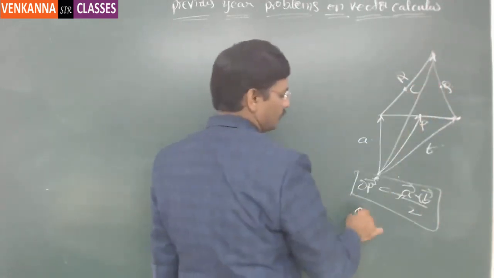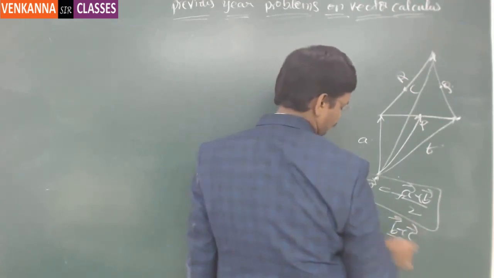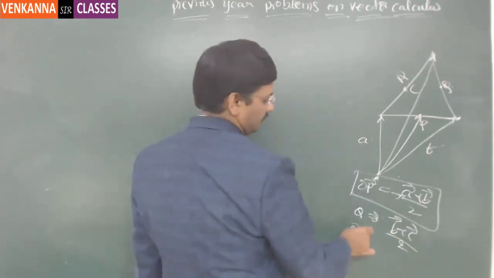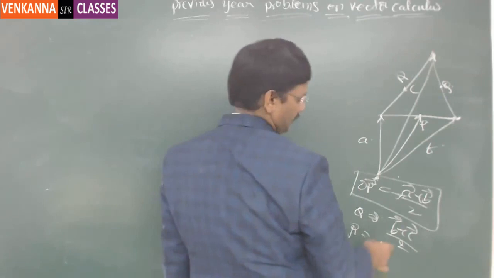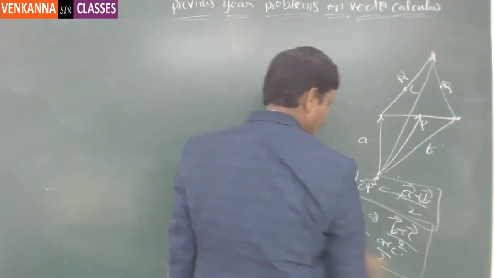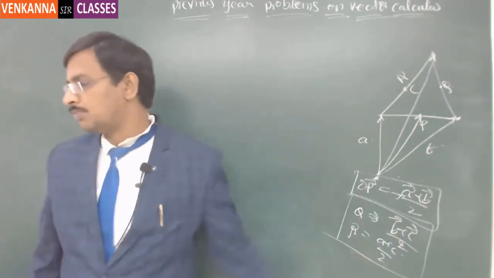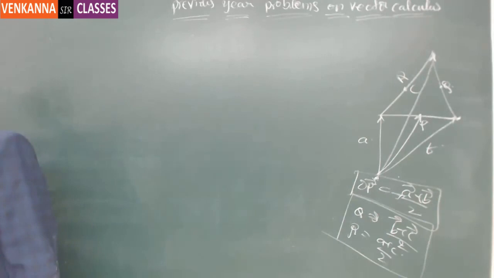Similarly, you can calculate, this is the C vector. Q is nothing but B plus C by 2 and R is nothing but A plus C by 2. This is how you will get 3 more position vectors which will represent the midpoints.